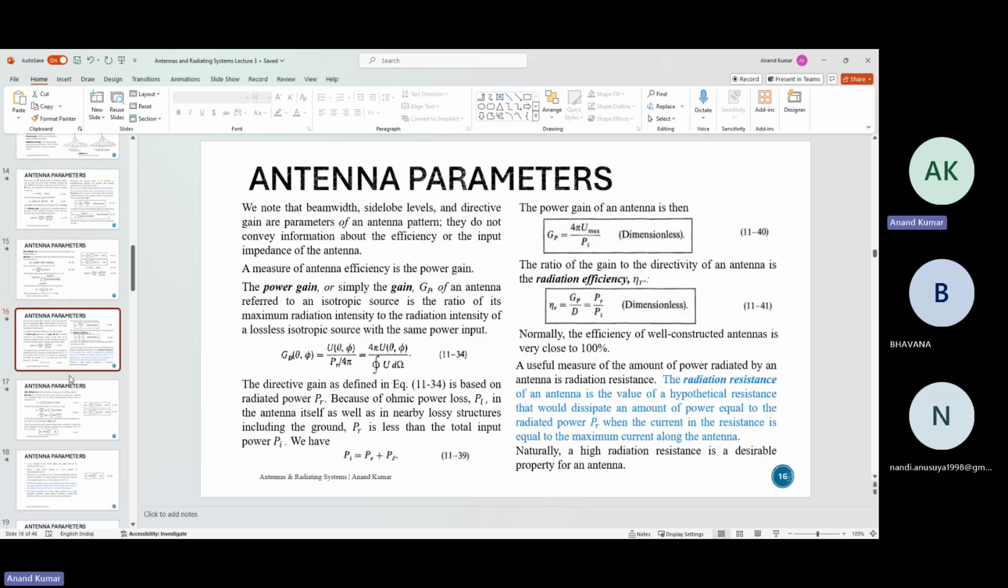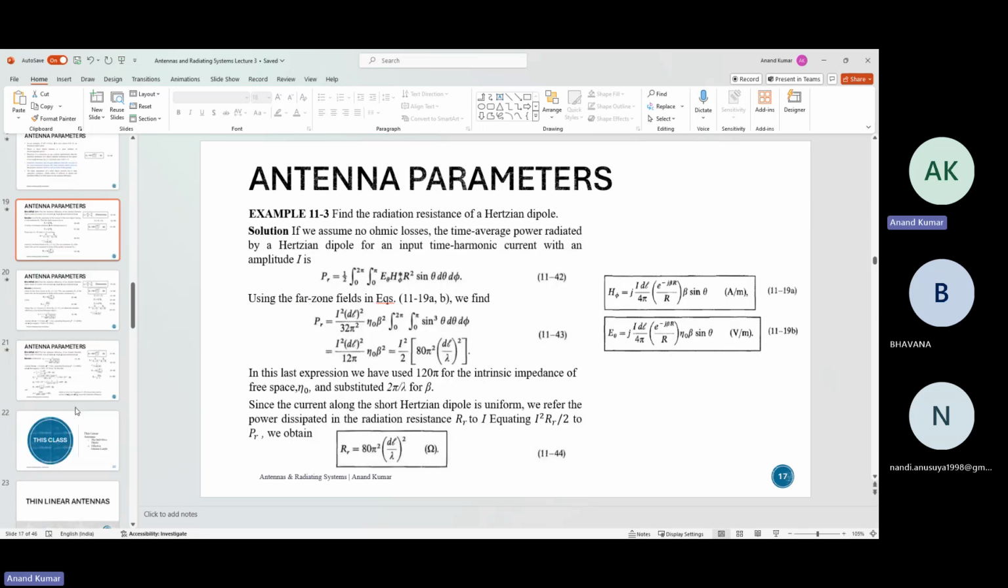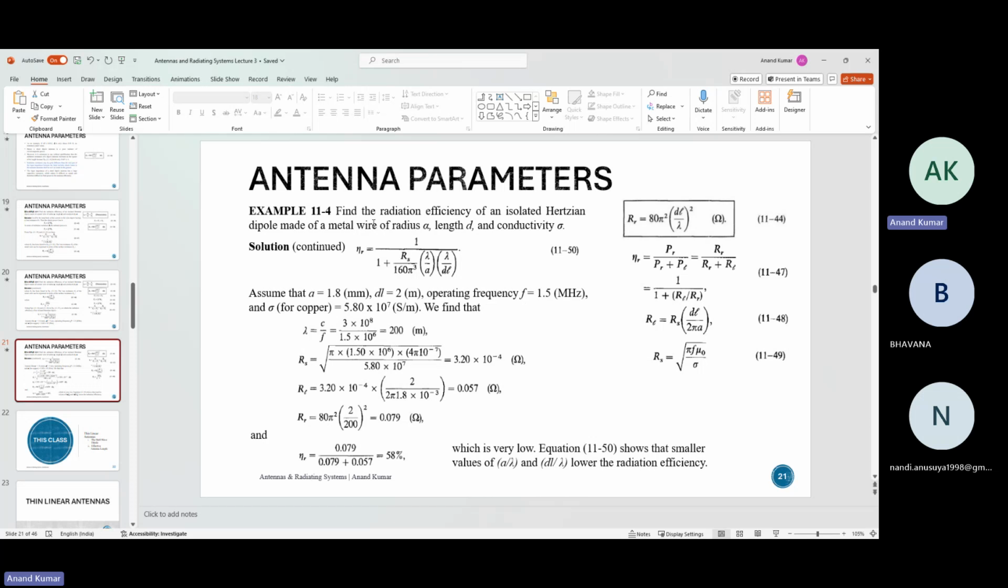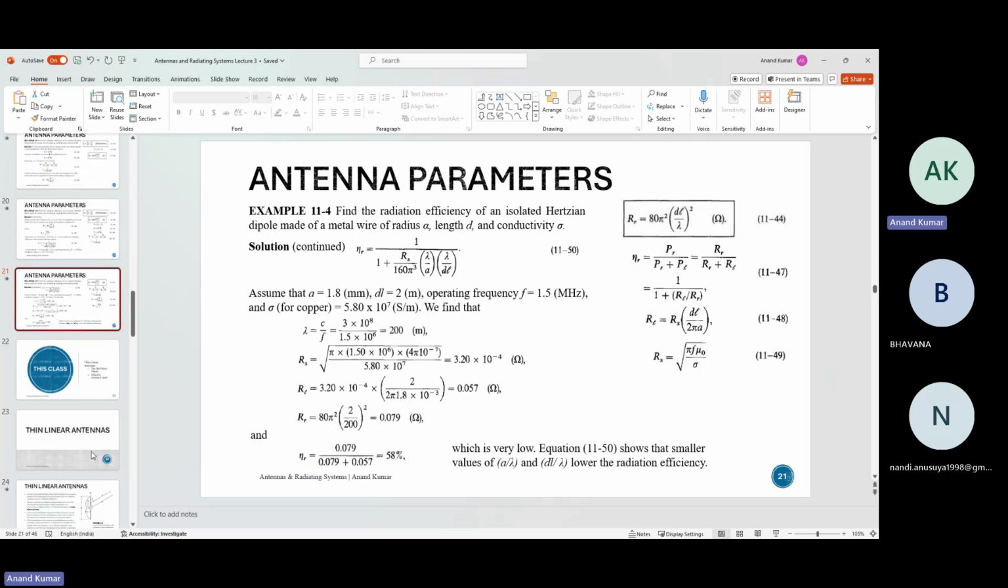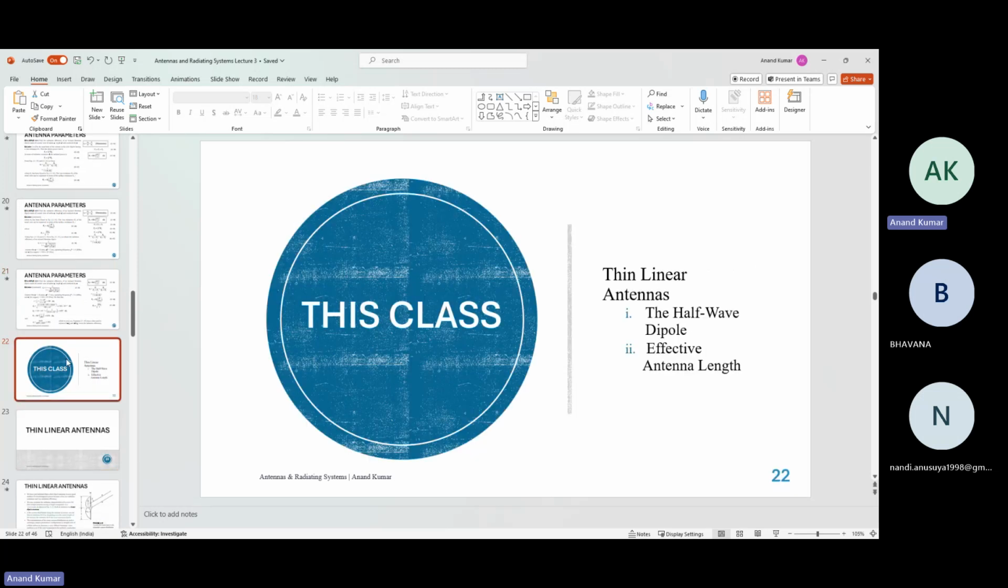In the last example that we did in the previous class, we concluded that a Hertzian dipole, that is a smaller dipole, has a lower radiation efficiency, but we cannot surely say that it will be good for larger ones. But we did find out that for a smaller dipole, it's not as good. So in this class, we'll start with thin linear antennas.